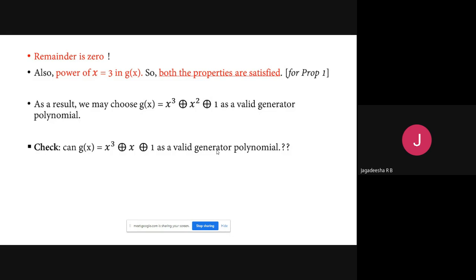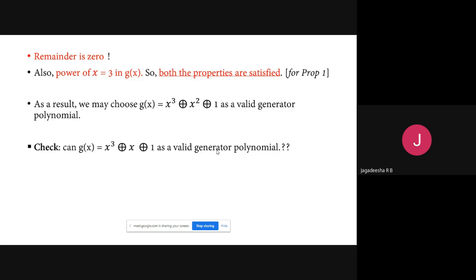Since we know the properties, by seeing the question itself you will get some idea. It need not be x power 3 plus x square plus 1. It can be something like x cube plus x plus 1. Why not? Maybe that's also okay. I have given it here. Check. Can g of x be x cube plus x plus 1? Will it work? I don't know.